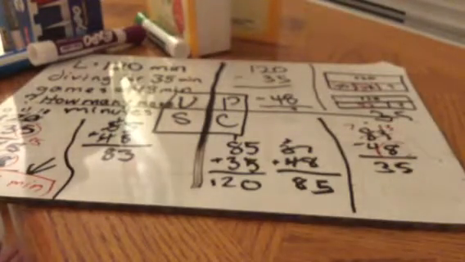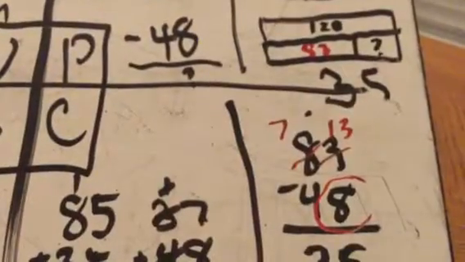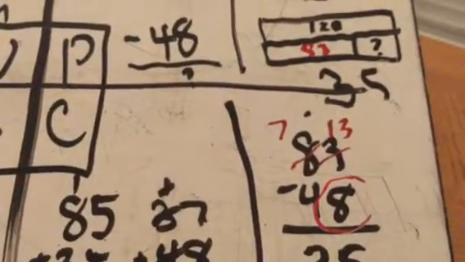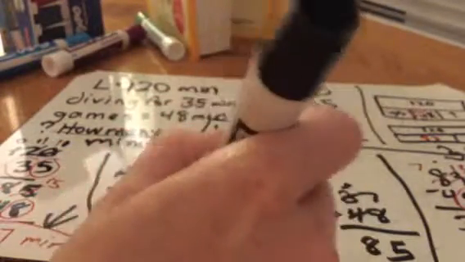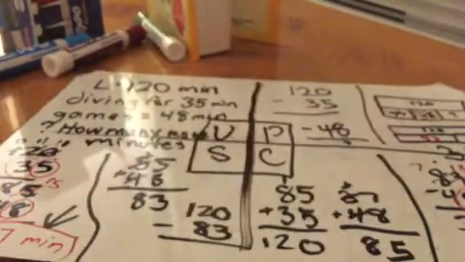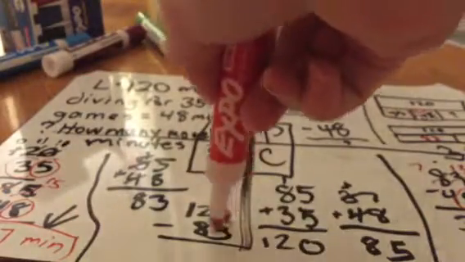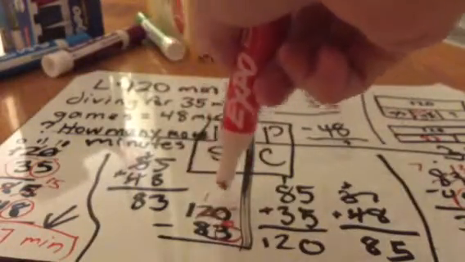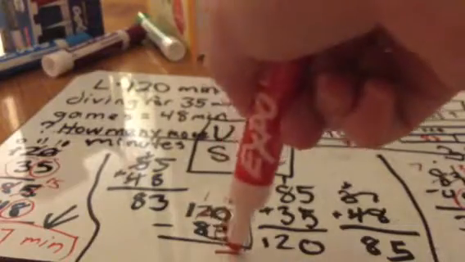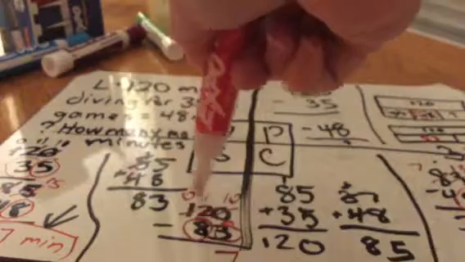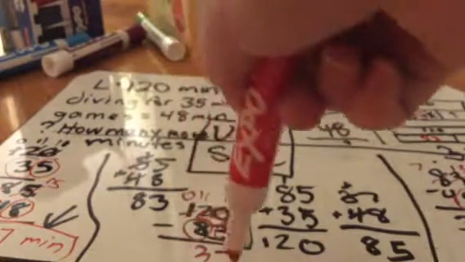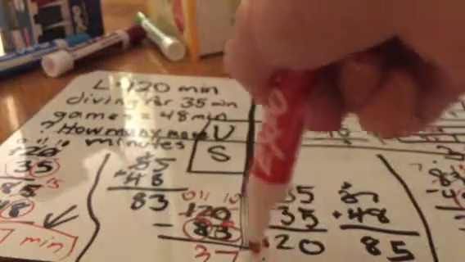To figure out what that question mark is, now I can do the subtraction. 120 minus 83. We have more on the floor, so go next door to borrow 10 more. 10 minus 3 is 7. We can't do it because there's more on the floor. 11 minus 8 is 3. So 37 minutes.